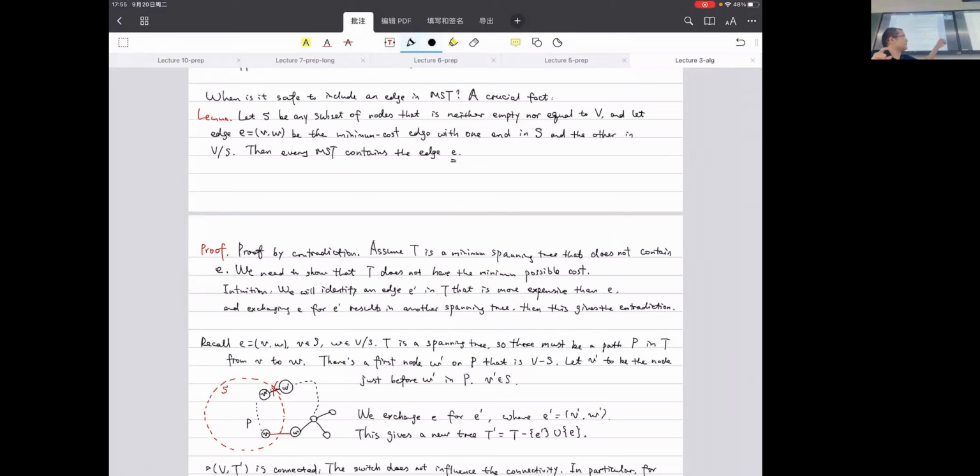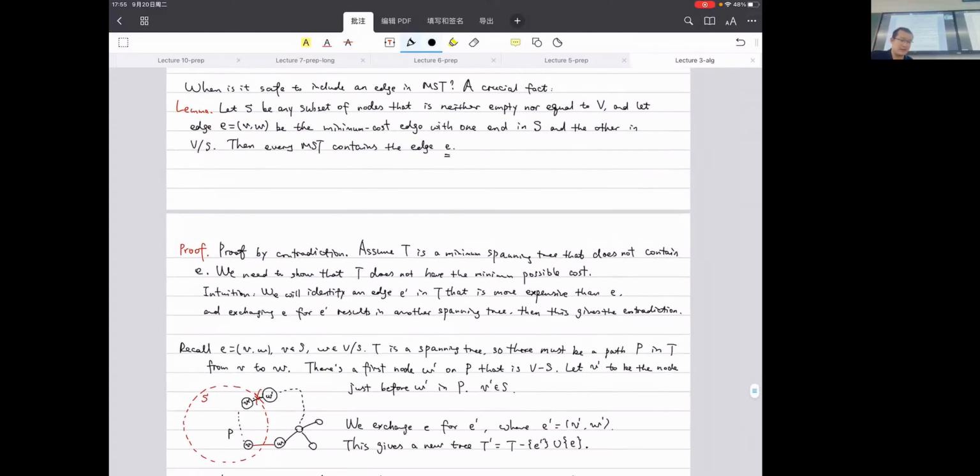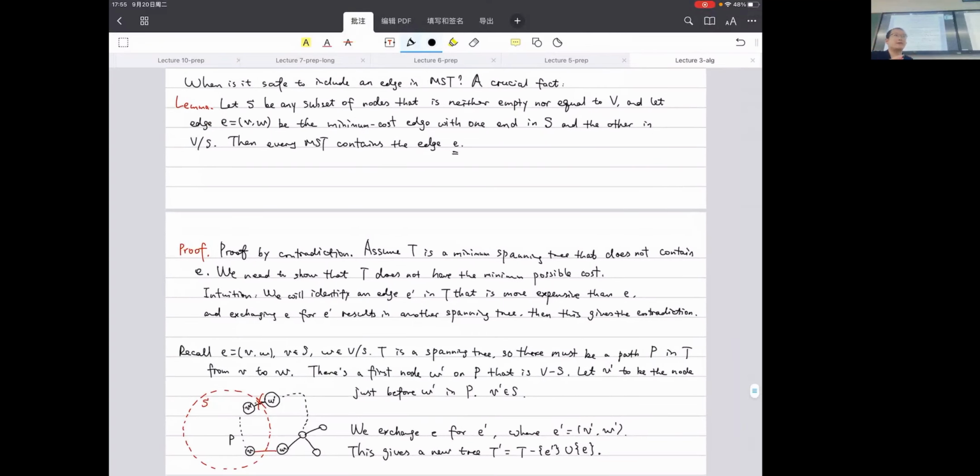You see, for instance, if E prime and E have exactly the same weight, this lemma is actually not working. So this is a tricky part. In some algorithms, for instance, in the first class we talked about the stable matching problem, it is fine if there's a tie-break, you just choose arbitrarily.